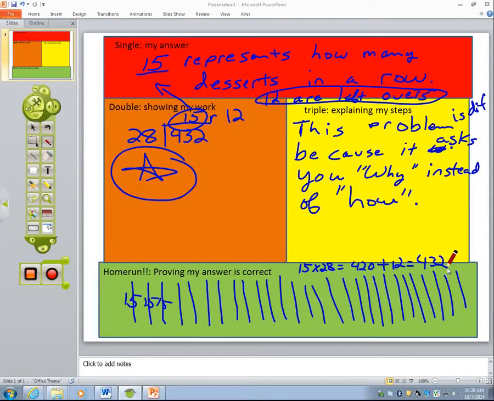This was a confusing problem because they didn't ask you to divide, did they? They told you what the answer was. But it kind of helped your thinking to write it again, didn't it? Okay, so that could actually help you too. Also, the home run, if you can visualize 28 rows with 15 in it, that's a lot of desserts. So something that helps you visualize and work backwards could go in the home run. Perfect.